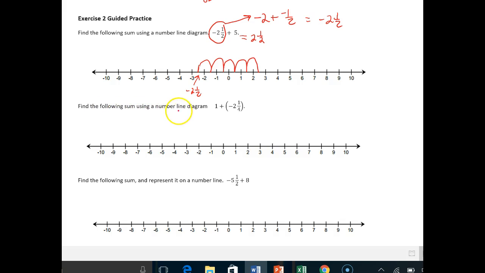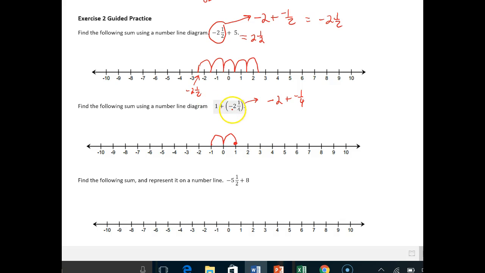Find the following sum using the number diagram. 1 plus -2 1/4. So we're going to start at 1 and move -2 1/4. So -2 1/4 is really -2 plus -1/4. So I could move 2 spaces left, and then I could also move 1/4 space left. So let's do that. Once, twice, I end up at -1. But now moving 1/4 space left, what is that going to give me? Think about that very carefully.